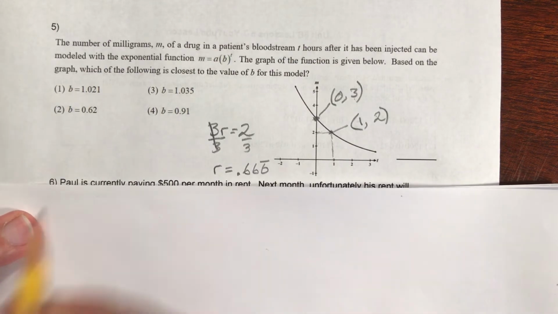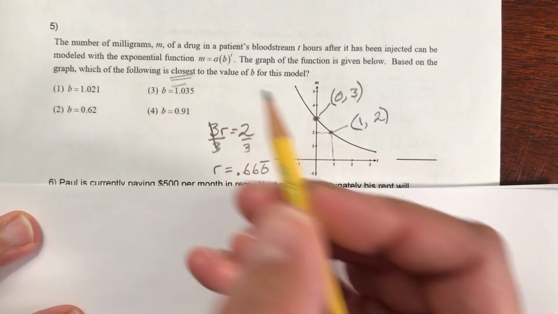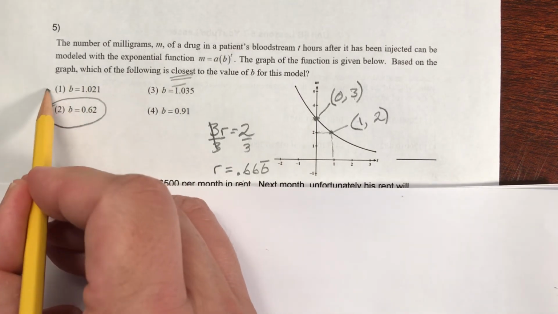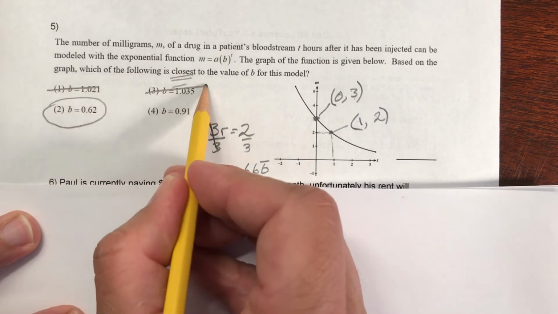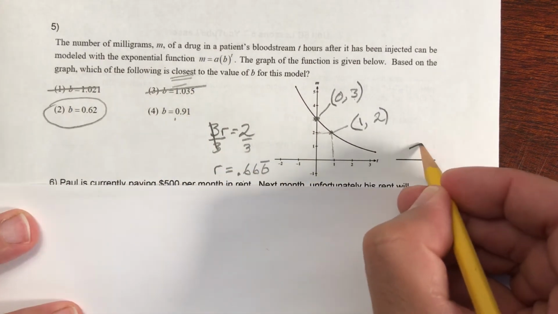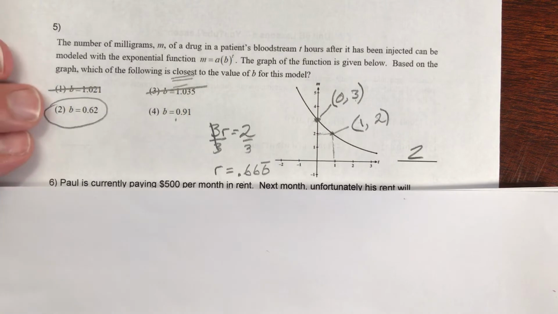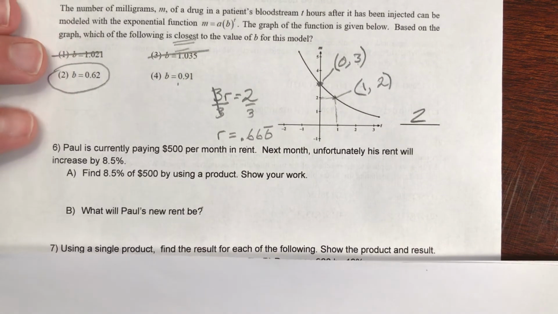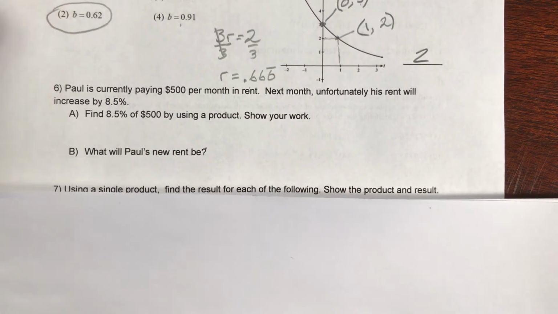All right, and then remember, it says closest, so we're not going to be perfect on this. 0.62. Number 1 is ridiculous. That's growth. That's growth. So the only other option was 0.91, and that's not close. So you stick with 0.62, or option 2 on that one. All right, so now we have another percent question here.